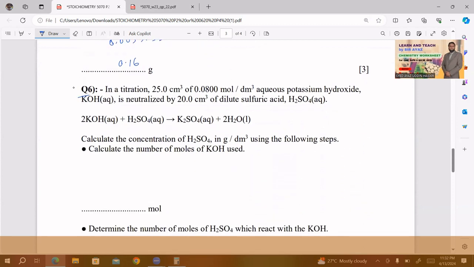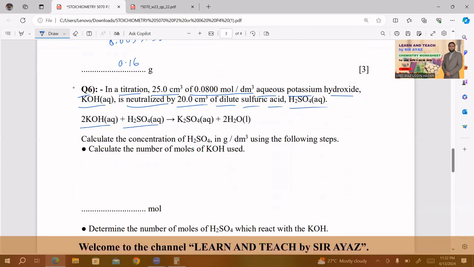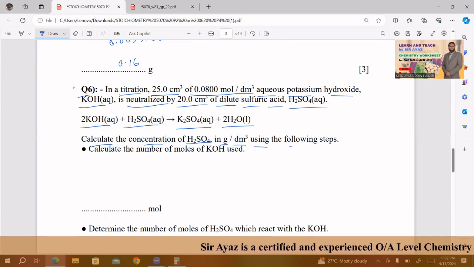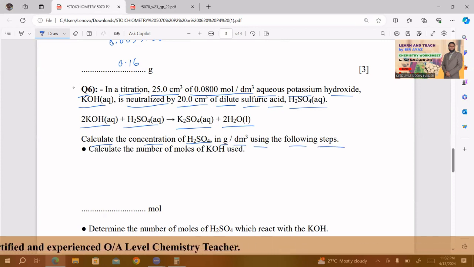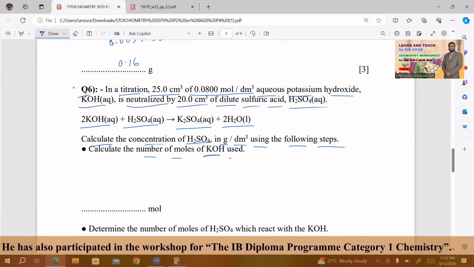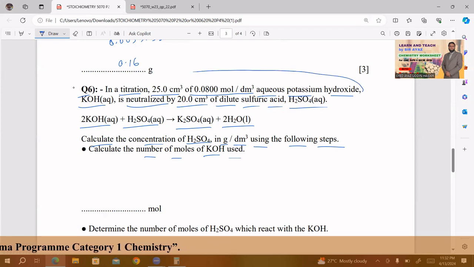Moving to the next question. Question number 6. In a titration, 25 cm³ of 0.08 mol per dm³ aqueous potassium hydroxide, KOH(aq), is neutralized by 20 cm³ of dilute sulfuric acid, H2SO4(aq). The reaction equation: 2KOH plus H2SO4(aq) gives K2SO4(aq) plus 2H2O(l). Calculate the concentration of H2SO4 in g per dm³ using the following steps. First, calculate the number of moles of KOH used.